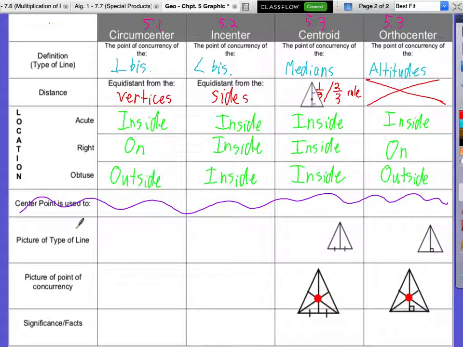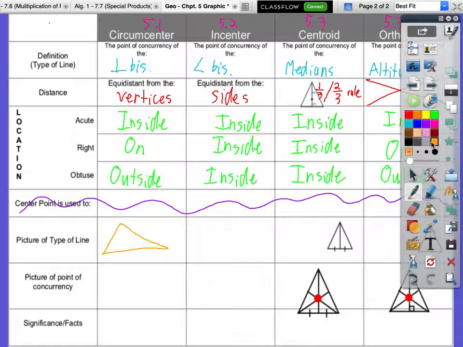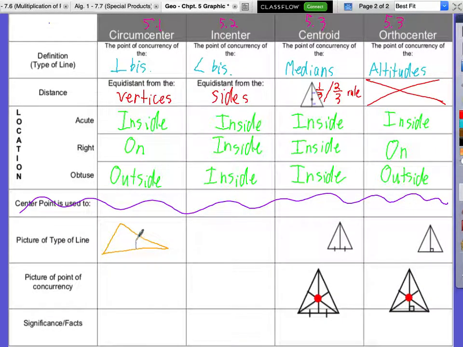A picture of the type of line. These were perpendicular bisectors, so we need to draw a perpendicular bisector. I'm just going to draw a triangle, making sure it's obtuse, or at least scalene, where all three sides are different. Let's draw a perpendicular bisector to this bottom line, in a different color here. We're bisecting it at a perpendicular angle.